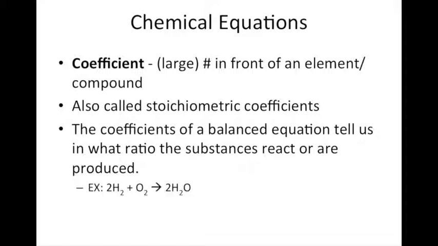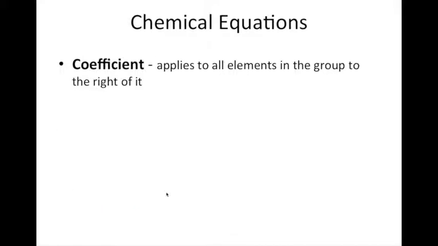So here, this tells us that two hydrogen molecules, and if there's no coefficient, we assume that it's a 1. So two hydrogen molecules will react with one oxygen molecule to produce two water molecules. So they tell us the ratio that these substances would react. So if you had 4 hydrogen molecules, you would require 2 oxygens and could produce 4 water molecules. The ratio is always the same.